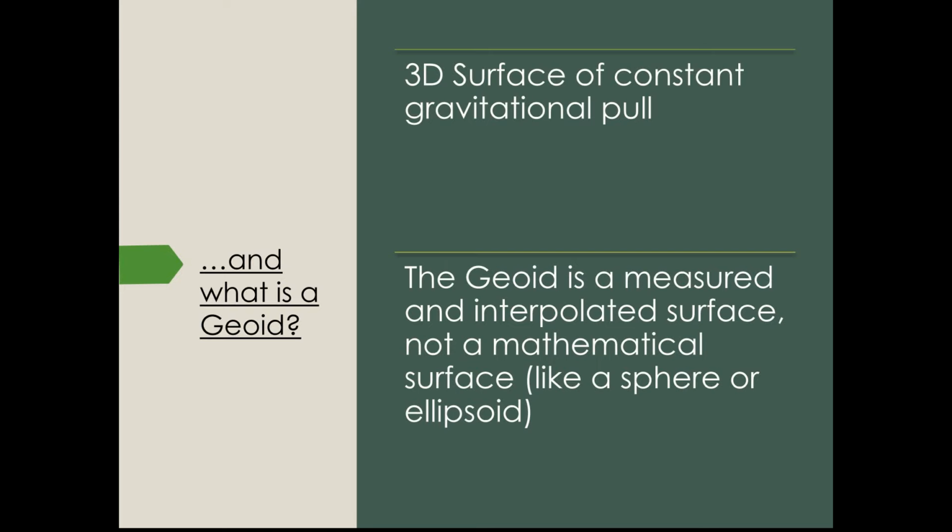So, what is a geoid? Well, geoids were born out of measurement. Geoids are the closest approximation to the Earth's shape based on gravity measurements that help us define global mean sea level. Like we said before, it's a 3D surface of constant gravitational pull. The geoid is also a measured and interpolated surface, but it is not a mathematical surface like a sphere or ellipsoid.